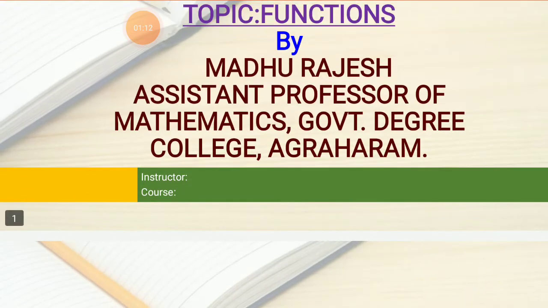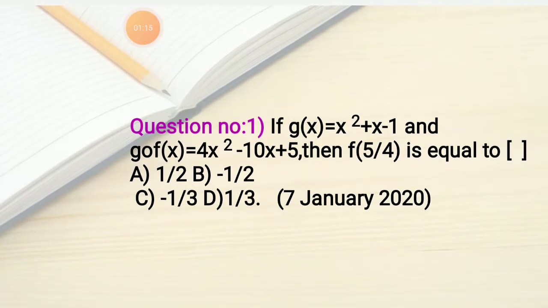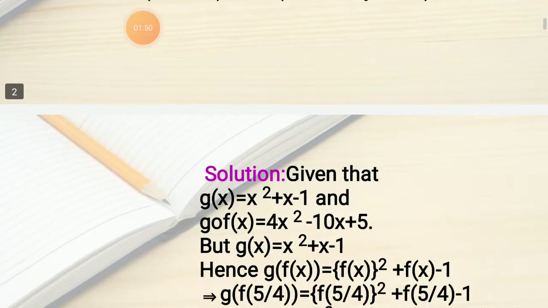Let us see. The first question is, if g of x equals x square plus x minus 1 and g circle f x equals 4x square minus 10x plus 5, then f of 5 by 4 is equal to? Options: 1 by 2, minus 1 by 2, minus 1 by 3, 1 by 3. This was asked on 7th January 2020. All of us know g circle f x is g of f of x. So g of f of x is 4x square minus 10x plus 5, but g of x is given as x square plus x minus 1. Let us see the solution.